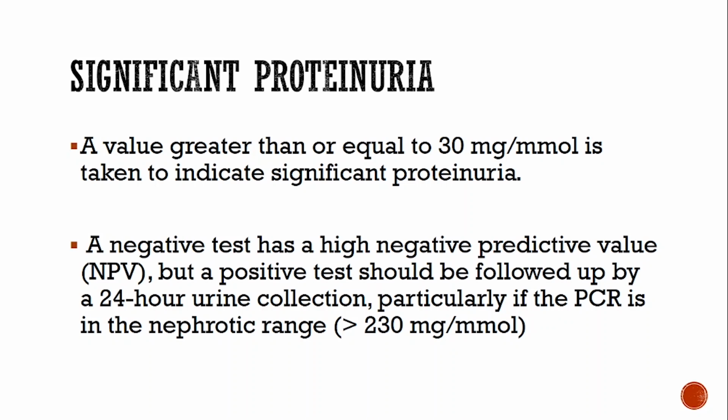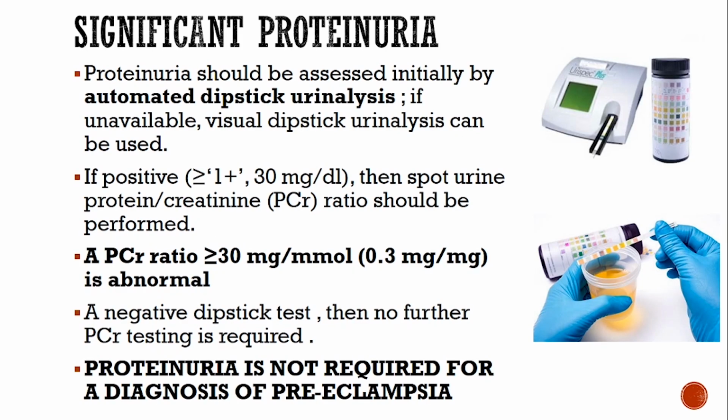However, for a patient with a nephrotic range of more than 230 milligrams per millimole, it is important for us to know that this patient must have a 24-hour collection. Remember we said greater than 30 milligrams per millimole. So by the time one is getting more than 230, this is defined as nephrotic range, and such a patient must have a 24-hour urine documented in the patient's case note.